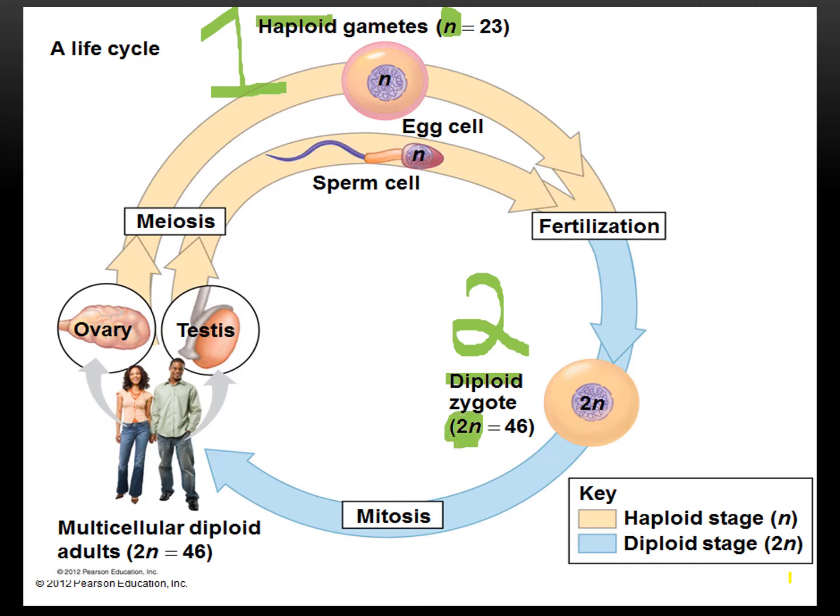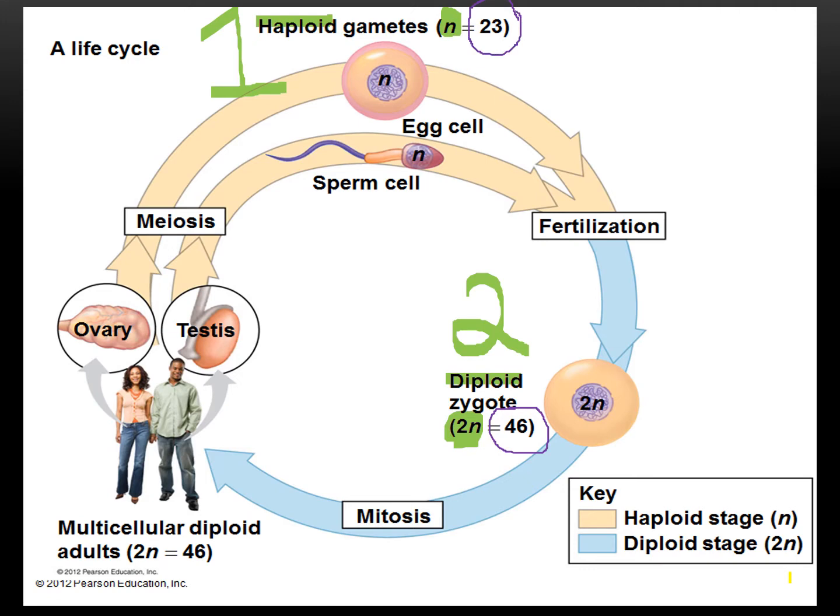In the case of humans, all human body cells have 46 chromosomes, and all human sex cells, so your egg cell or your sperm cell, will contain 23 chromosomes.